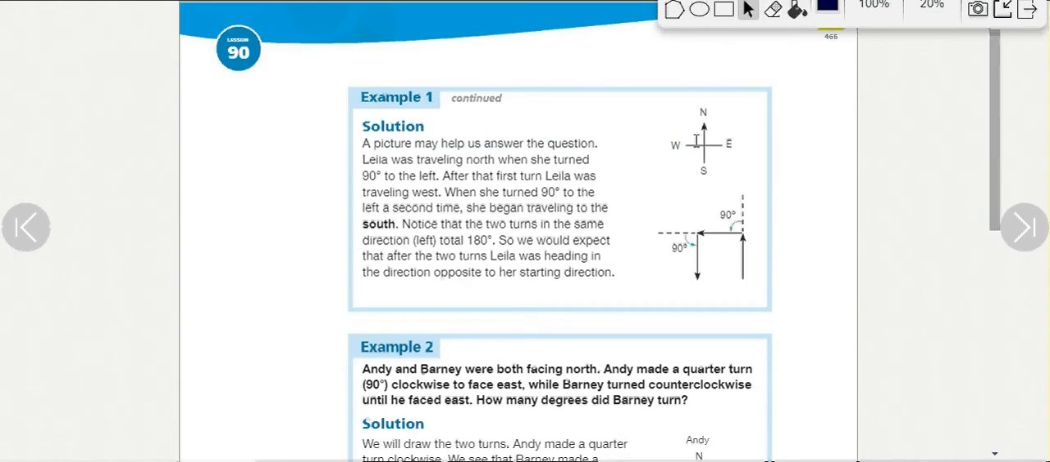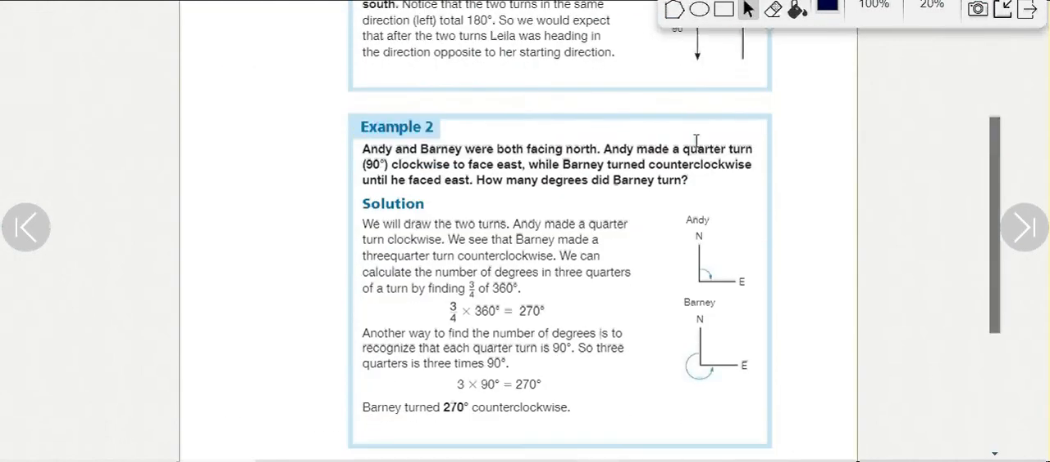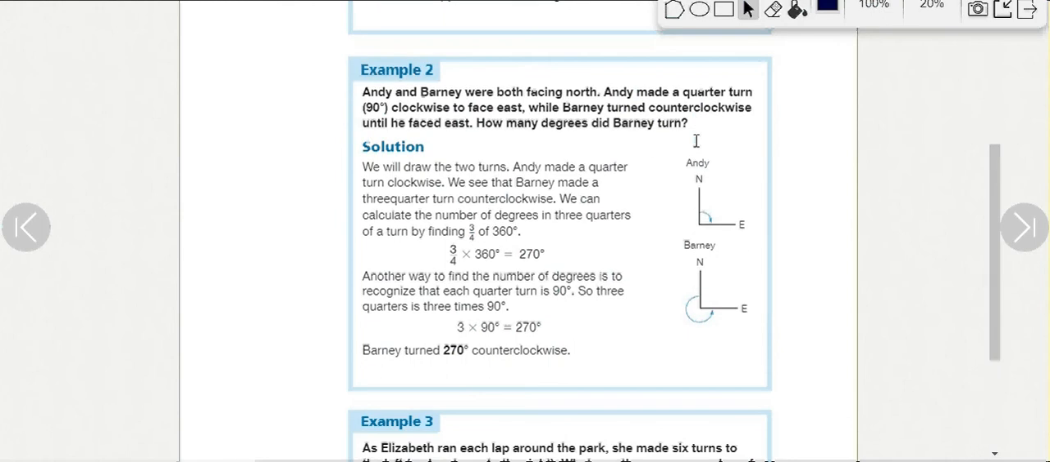Example 2, we got Andy and Barney, both facing north. Andy, though, we have to keep them straight, makes a quarter turn like we talked about, clockwise, so it goes this way. If we're thinking on the compass, then you're looking east. If you turn clockwise, Barney turns counterclockwise until he faces east, so left, left, left. Eventually, right, 3/4 turns means you are facing the same way as Andy. Question is, how many degrees would Barney turn?